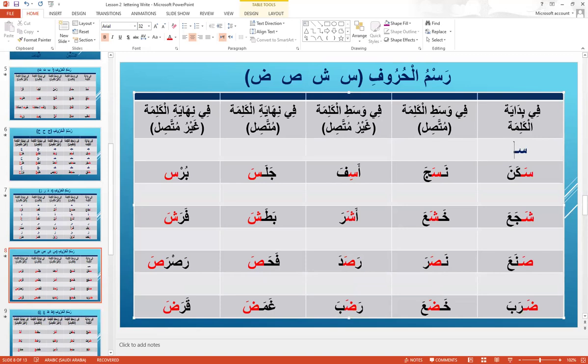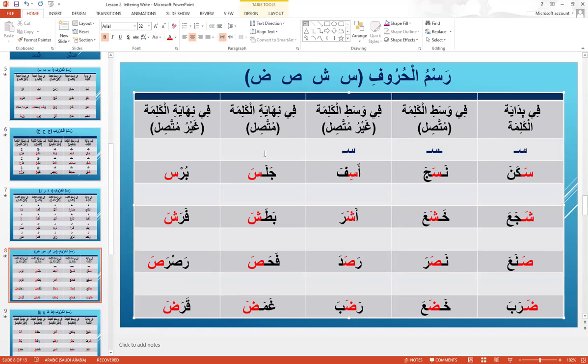Then sin fi wasatil kalima muttasil. Sin at the middle of the word, connected. So since it's connected, sorry, I didn't move my cursor. So sin, we have the connection on the left, then sin, then the connection. So by default, it's going to be connected on the right. So sin في وسط الكلمة غير متصل. So we write sin the normal way, but by default, it's going to connect to the alphabet next to it. So it's at the middle, but it's going to connect to the alphabet next to it by default.